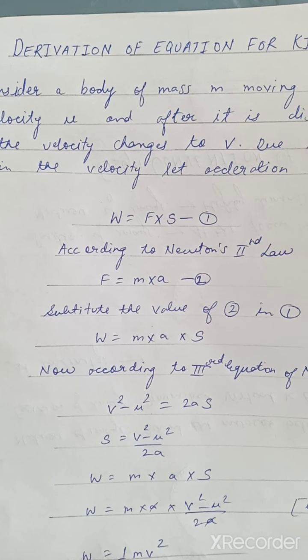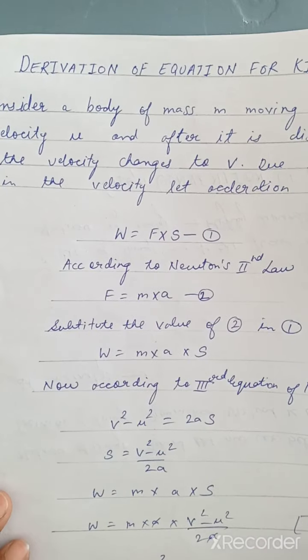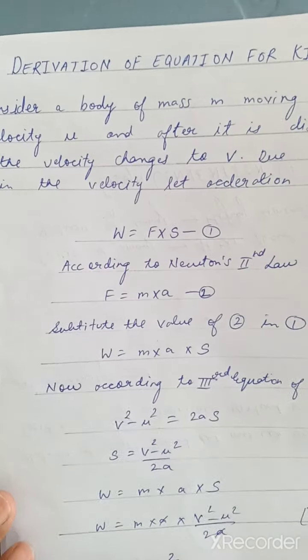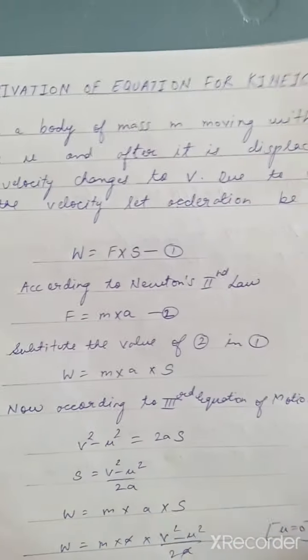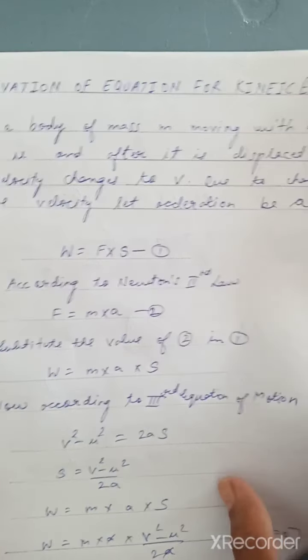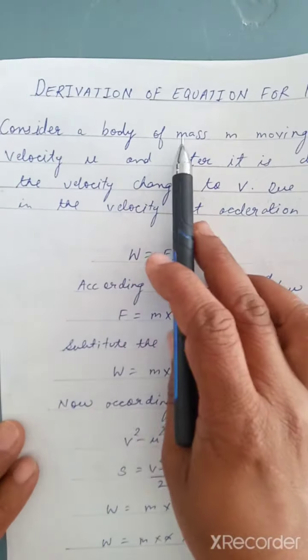Good morning, students. Previously we have done the types of energy, kinetic and potential energy. Today we are studying the derivation of the equation for kinetic energy. Now for the kinetic energy we have to consider a body of mass.